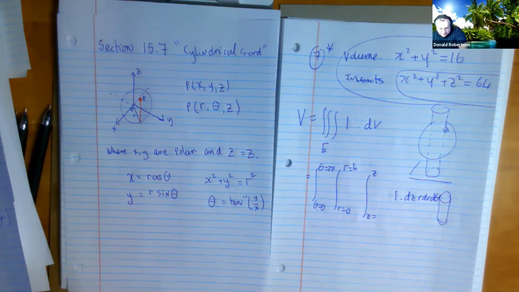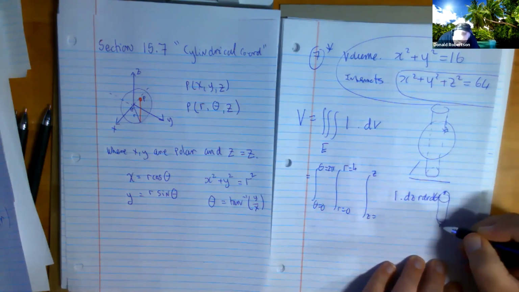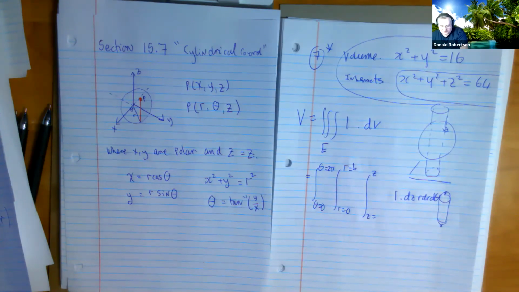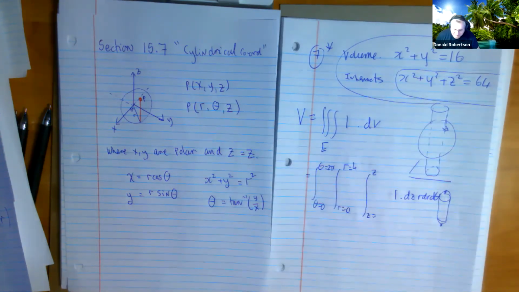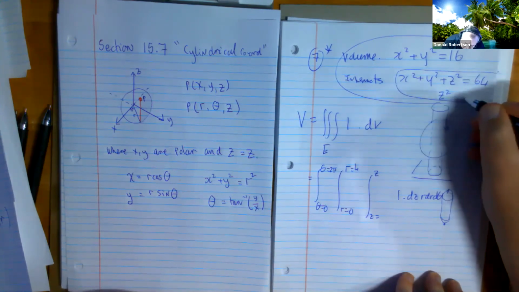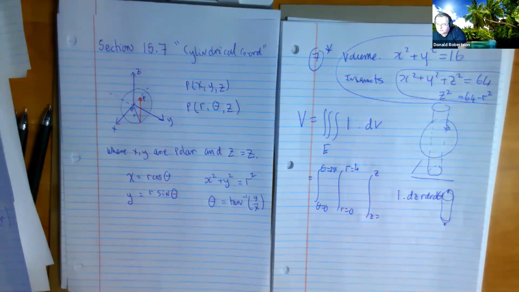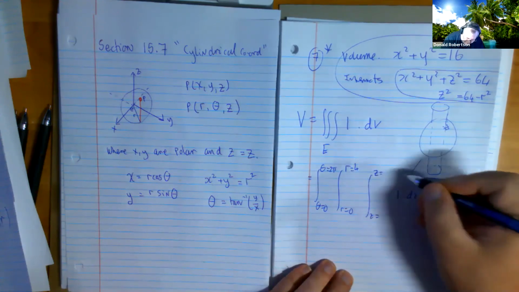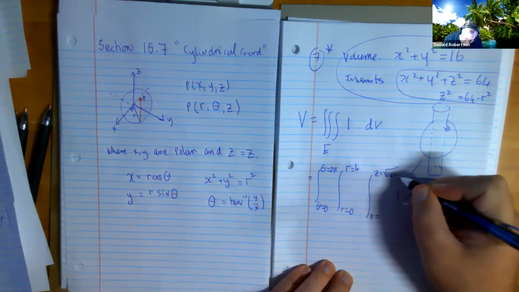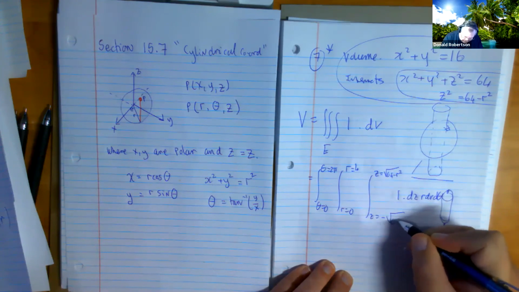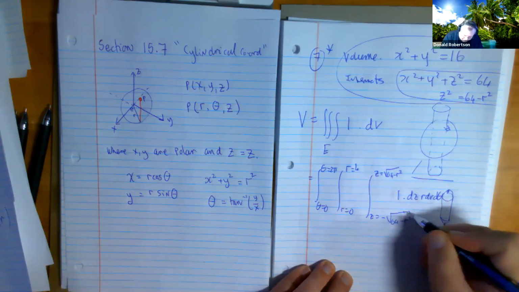Now I need to figure out, where do the z's go? Well, actually the z's end up being on the sphere. And this is the sphere. Now, if I rearrange this, are you happy with 64 take away r squared? And won't z be the square root of that? But in this case, isn't it above and below the xy plane? So they're going to be a positive square root of 64 take away r squared and a negative square root of 64 take away r squared.